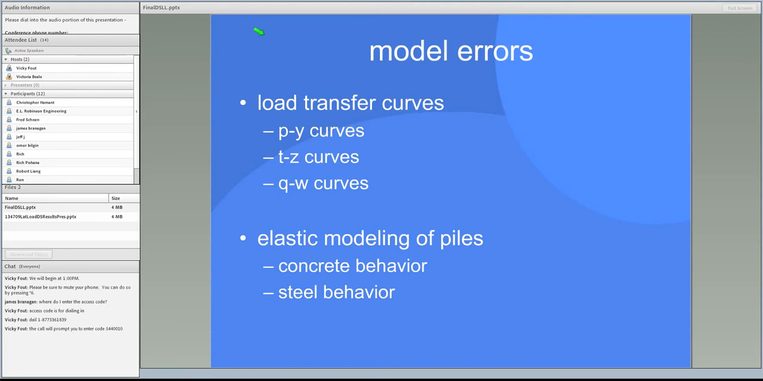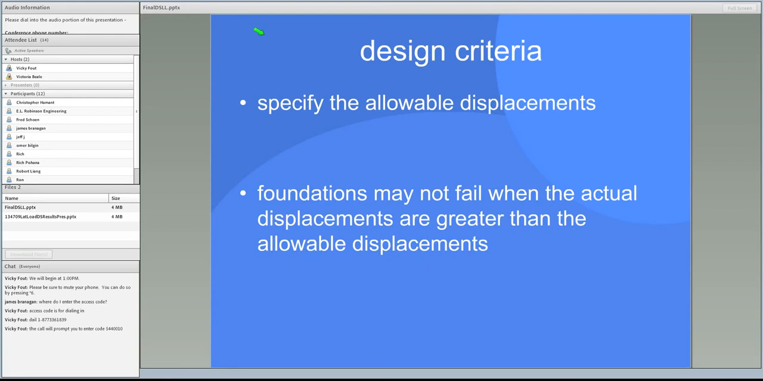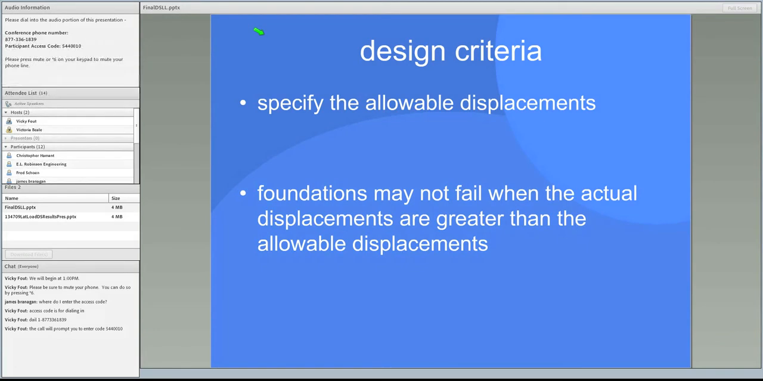Design criterion. In the design process, we specify the allowable displacement, but the problem is that the foundations may not fail even when the actual displacement is greater than the allowable displacement. As a result, the allowable displacement has some uncertainty in itself.